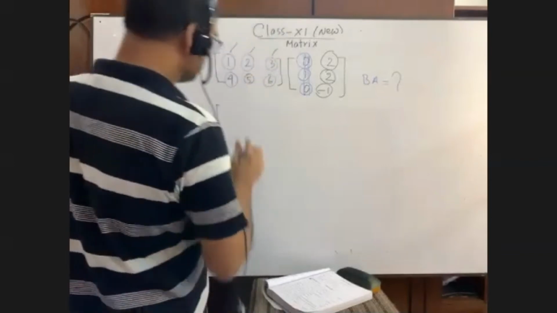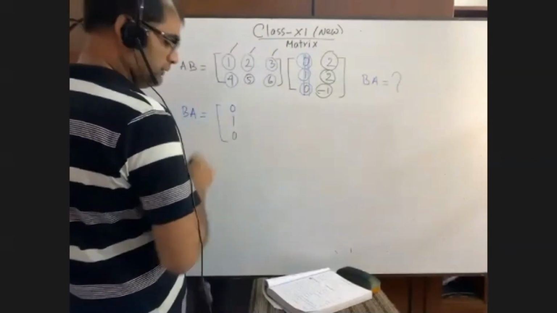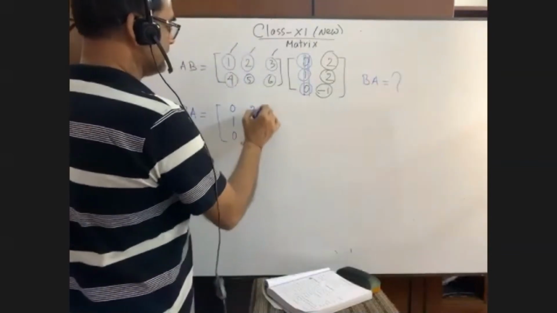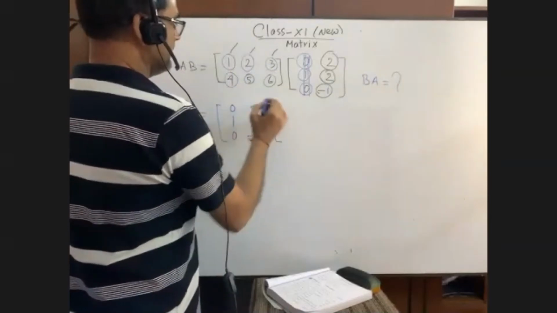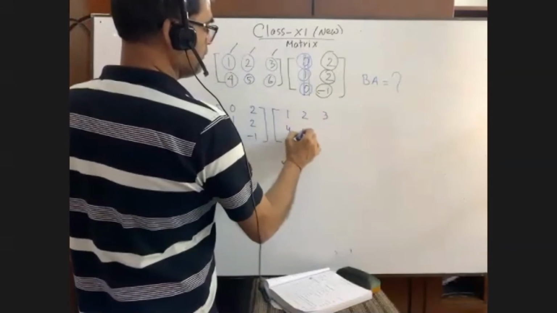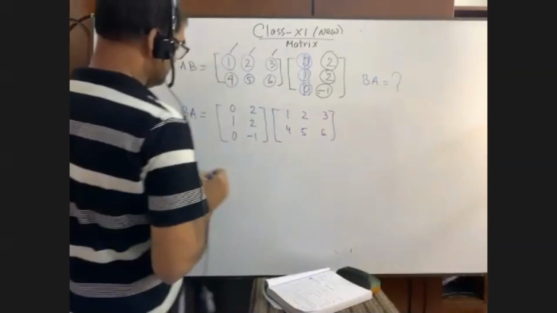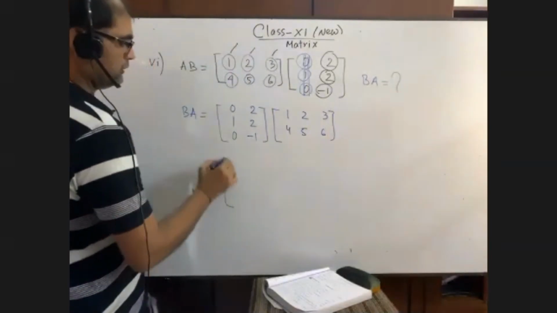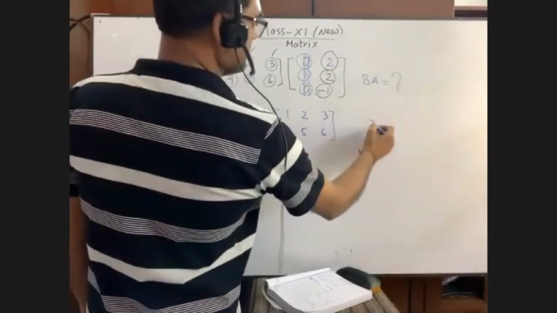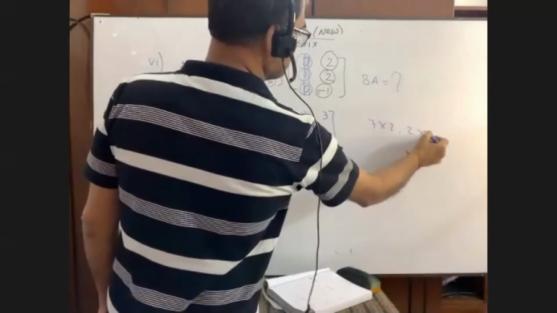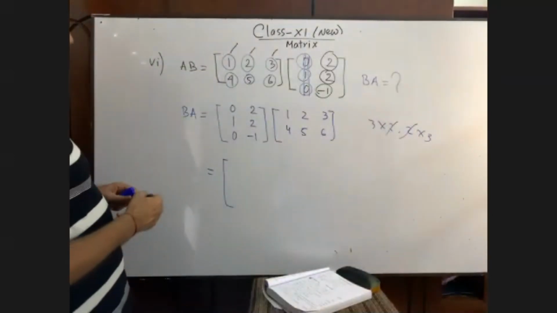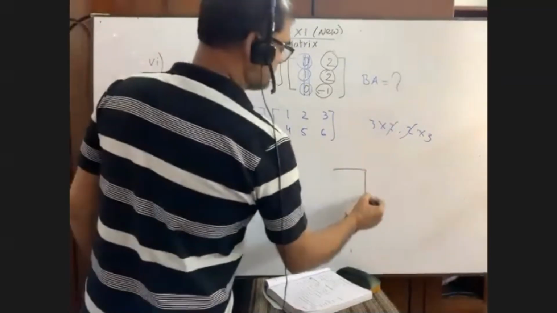BA: 0, 1, 0, 0, 1, 0, 2, 2, minus 1, 2, 2, minus 1. This is B. And what is A? 1, 2, 3, 4, 5, 6. This is BA. Now you do. It is your turn to do it. It is 3 by 2. It is 2 by 3. 3 by 2 and 2 by 3. The 2 will be omitted. New matrix will be of order 3 by 3, right? Now you do it by yourself, as I told you, like this.